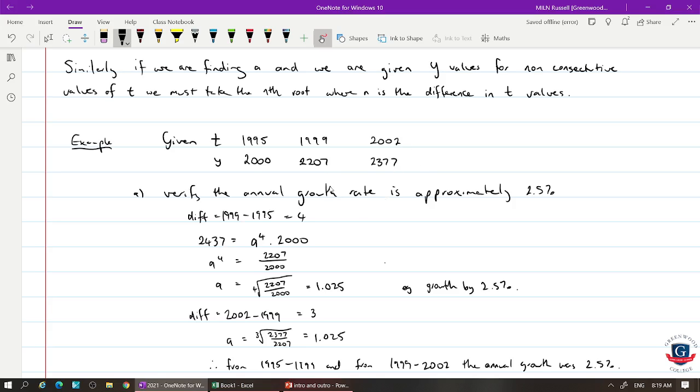If we start with, where did 2437 come from? Oh, that should be 2207. Let's fix that up. It's always important that you check what you're writing. 2207 equals a to the 4 times 2000, which is just the equation above with the values put in.